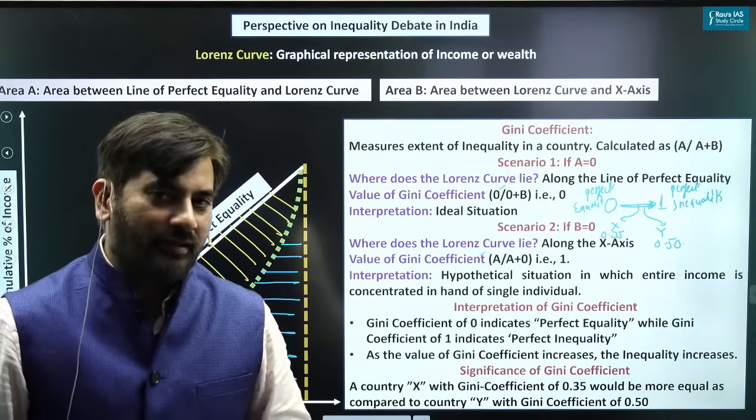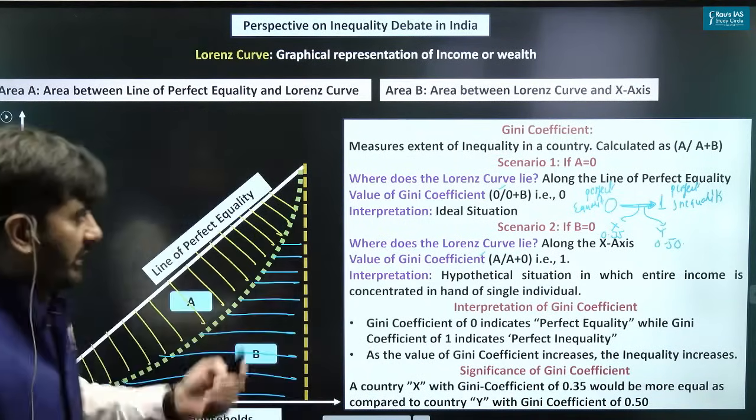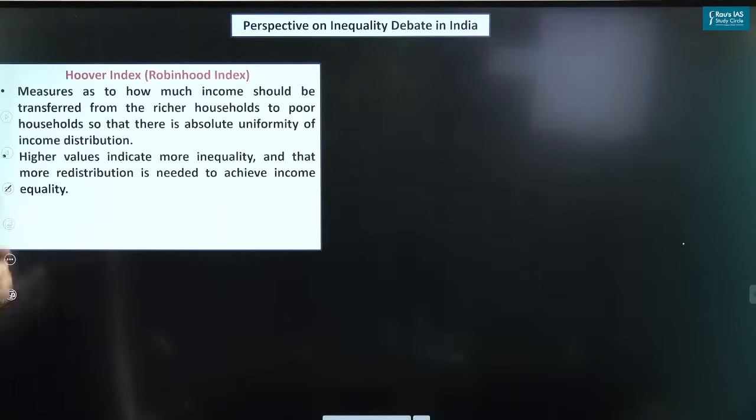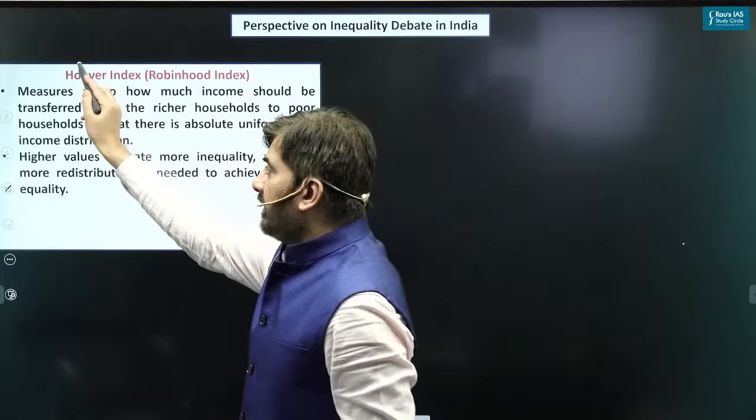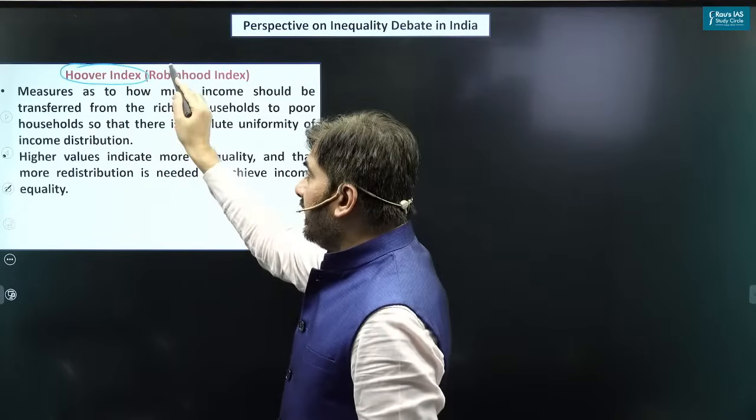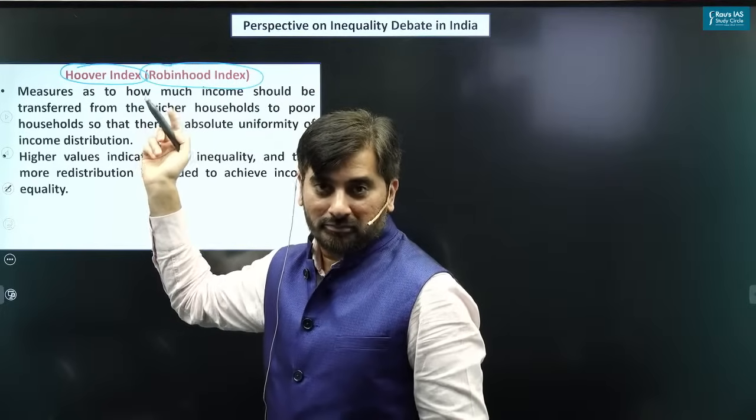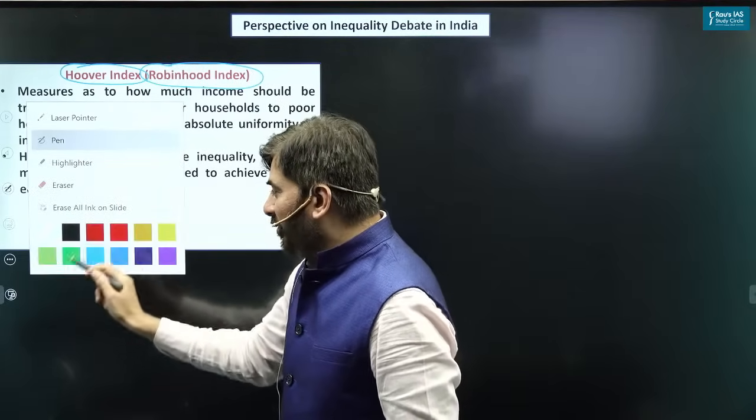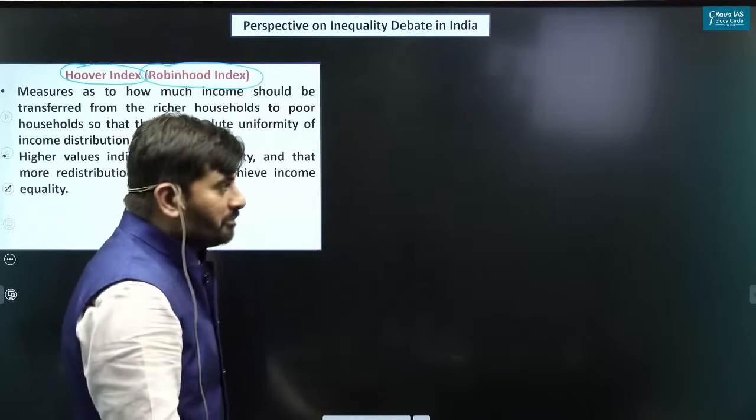Apart from that, there are some other indices to measure the income inequality. Let me just show you those things. Like we have one particular index called the Hoover index. Interestingly, this index is also called the Robin Hood index. Why is it called the Robin Hood index? It's an interesting point. Let's pay attention here.